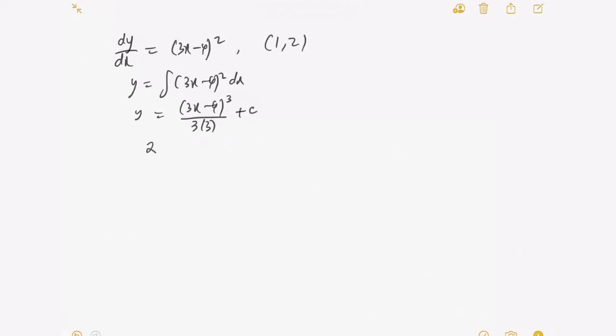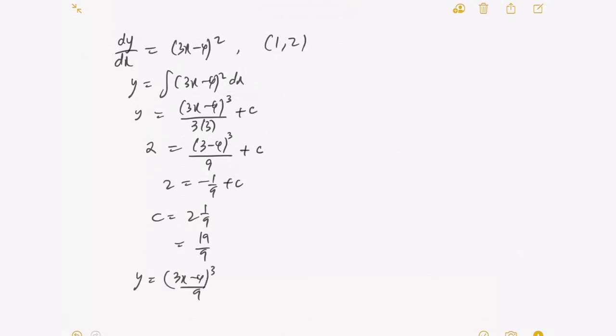And our goal is to find the value of c. We have to sub in 1, 2. Your y is 2 when x is 1. If I put 1 inside, 3 times 1 is 3, minus 4. Power 3, this will be negative 1 over 9, plus c. So this is negative 1 over 9. When I bring it over, my c is 2 and 1 over 9, or you can think 19 over 9. Therefore, my equation of the curve is (3x minus 4) power 3 over 9, plus 19 over 9.